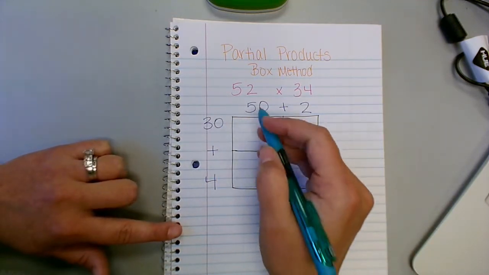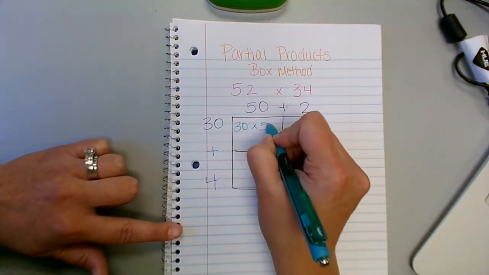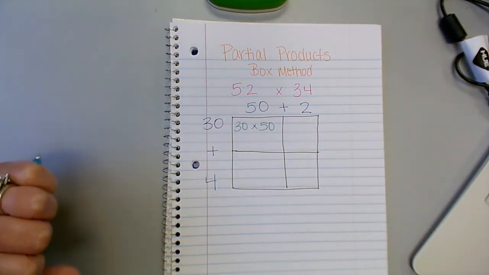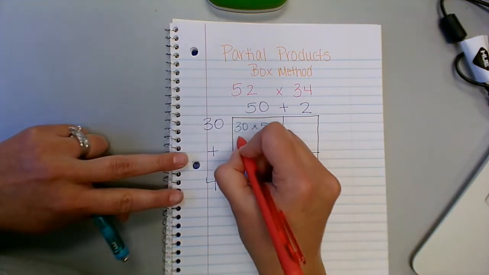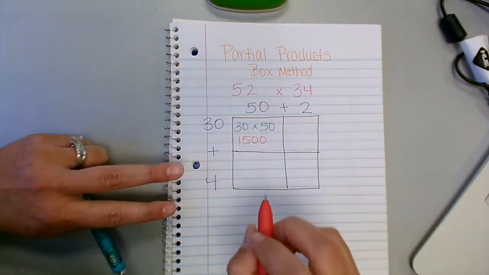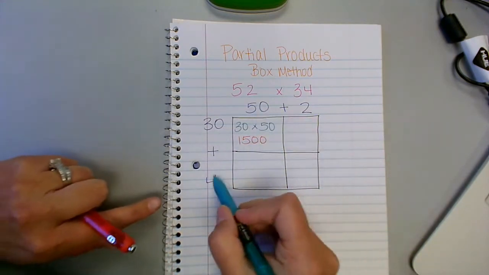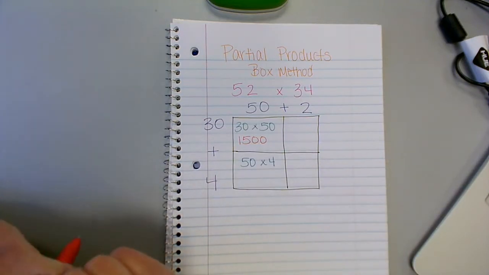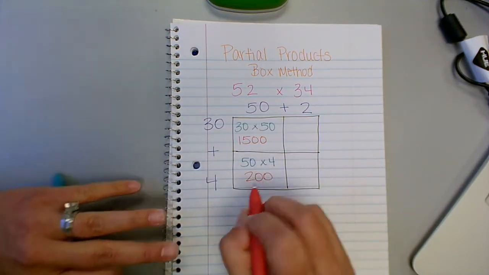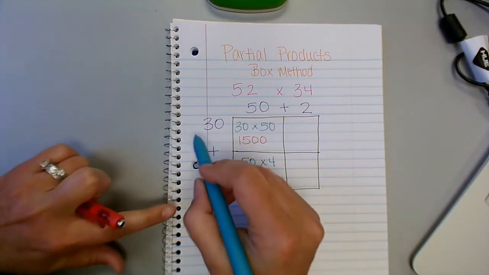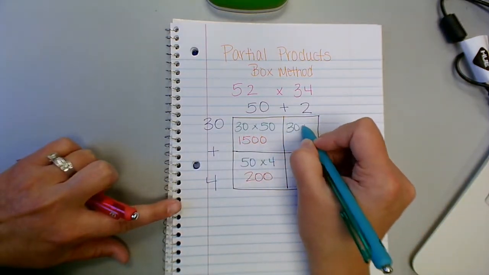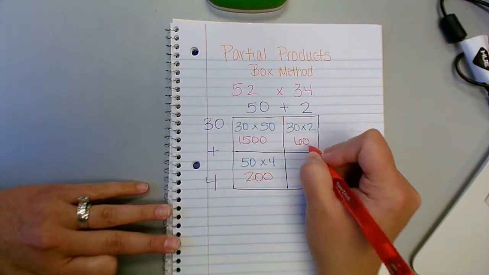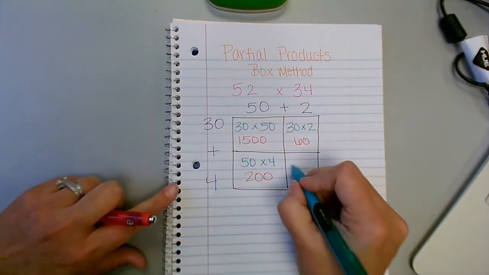So 30 times 50. And when we multiply 30 times 50, we get 1,500. Then we're going to do 50 times 4, and when we multiply 50 times 4, we get 200. And then we do 30 times 2, and when we multiply 30 times 2, we get 60. And then finally we have 4 times 2, which is 8.